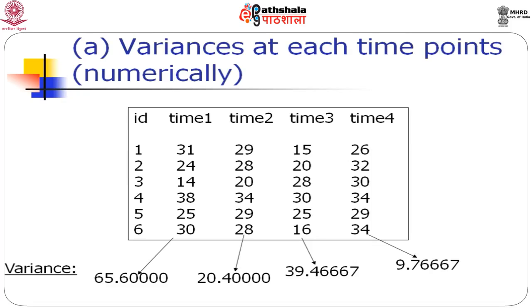As I said, the plot shows that at the first time point, the variance is highest, and then it goes down in the second time point, but it goes a little bit up in time point 3, and then again the minimum variation can be observed in time point 4.